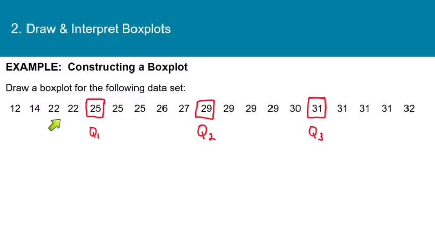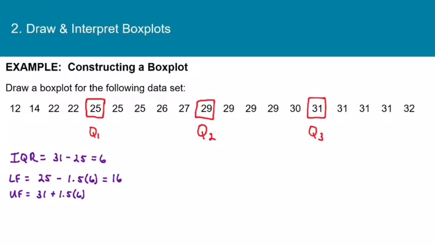Now just double check yourself by making sure there's the same amount of values before and after each quartile. So I have 4 values less than Q1, 4 values between Q1 and Q2, 4 between Q2 and Q3, 4 that are above Q3. So these quartiles are good. Now let's go ahead and find the interquartile range. That'll be 31 minus 25, which is 6. And then the lower fence will be 16, and the upper fence will be 40.